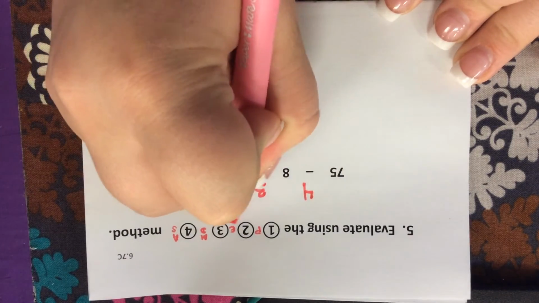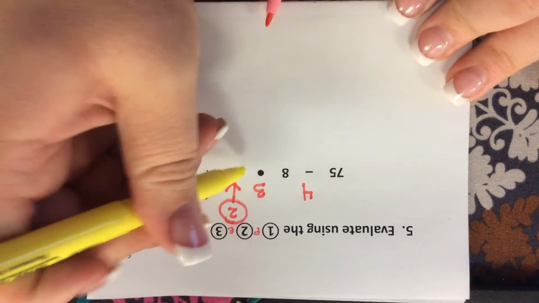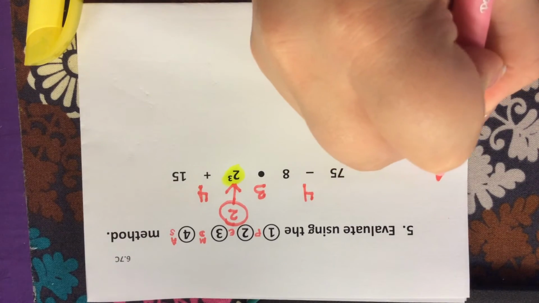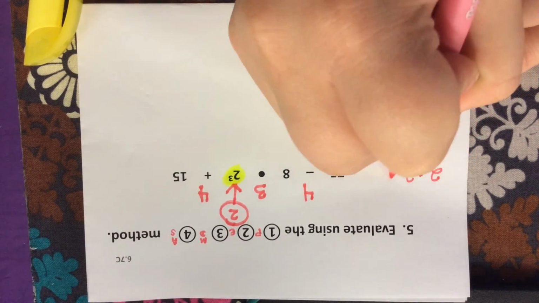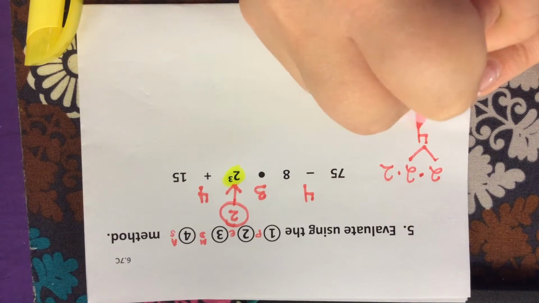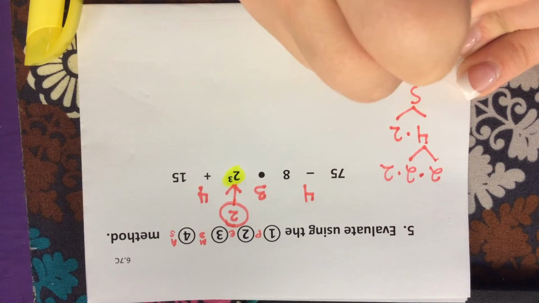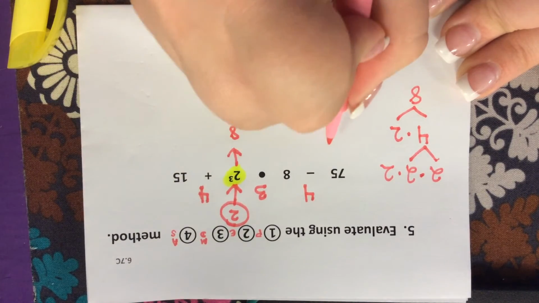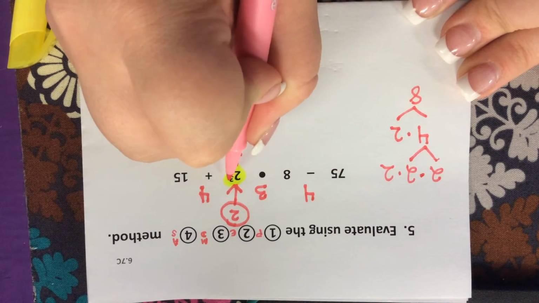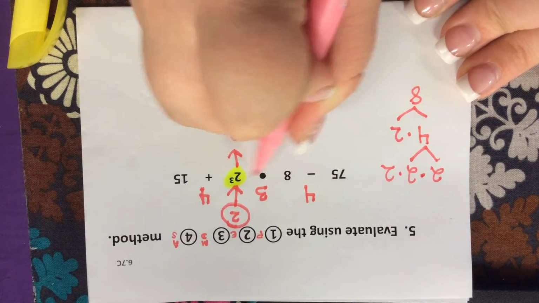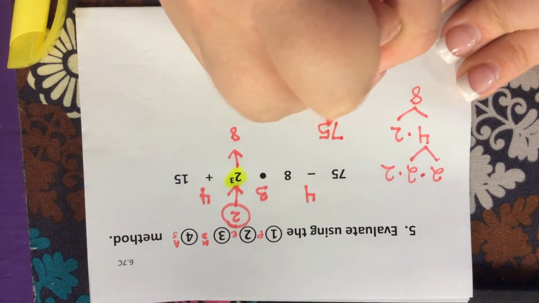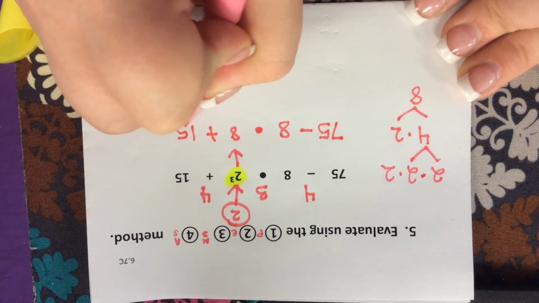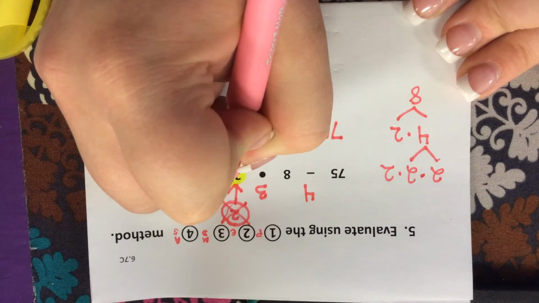I don't have any 1s, so I'm going to start right here with my step 2. 2 to the third power. Now 2 to the third power is 2 times 2 times 2. 2 times 2 is 4. 4 times 2 is 8. So right here, I'm going to put an 8 to replace my 2 to the third power. The rest of the problem needs to come down. 75 minus 8 times 8 plus 15. We are done with step 2.